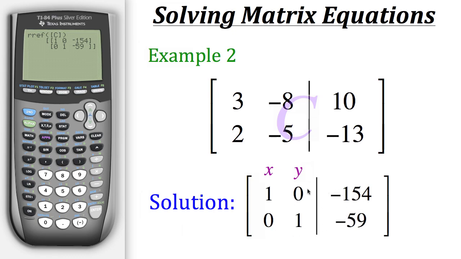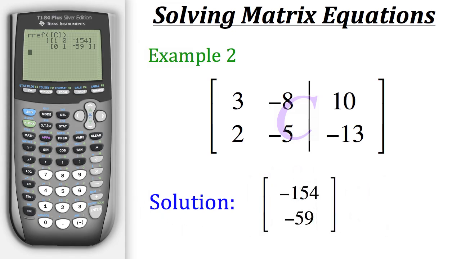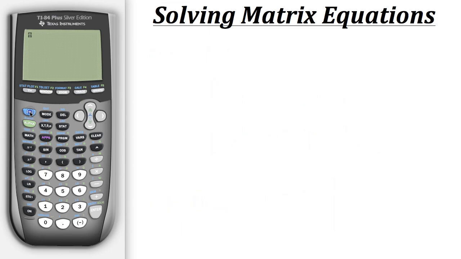So when we look at this augmented matrix, we could see that we have one x equaling -154 and one y equaling -59, which is the same exact solution that we had from our first example. X equals -154 and y equals -59. And that's how you could use your calculator to solve matrix equations.